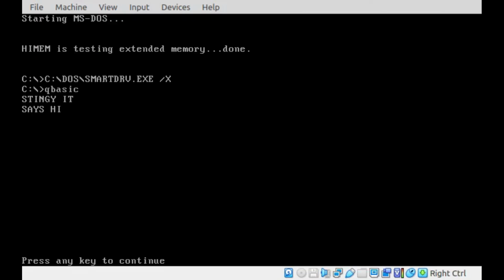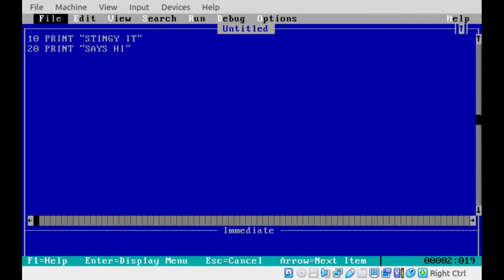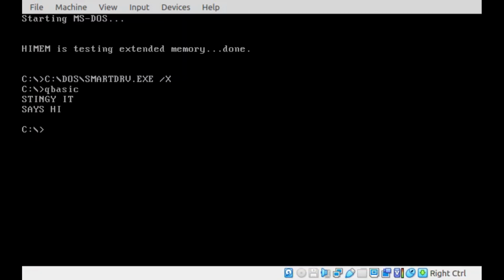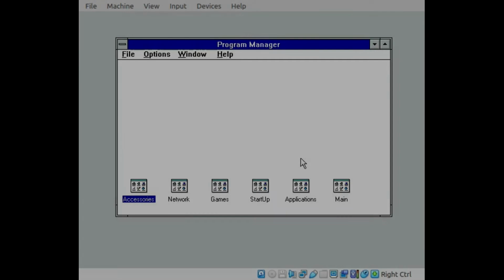In MS-DOS, the BASIC interpreter QBASIC can be used for programming. This interpreter can also be accessed from Windows.